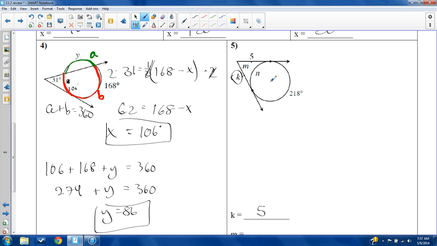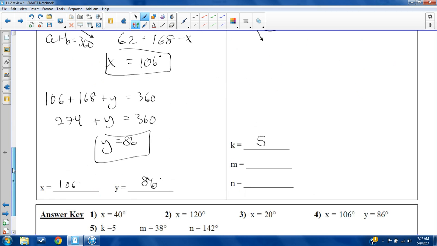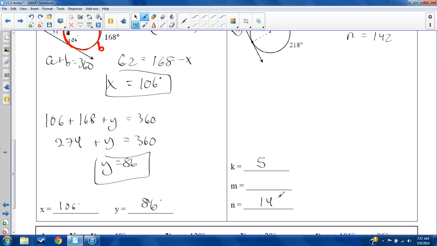Now, if you remember, this is something that I'll bring up again, because you might not remember as you go. You're like, well, I don't know what to do here. You know that n plus 218 equals 360. So let's start with this. N plus 218 is 360. This arc plus this arc. Subtract 218, you get n equals 142. All right. Okay, n is 142 degrees.